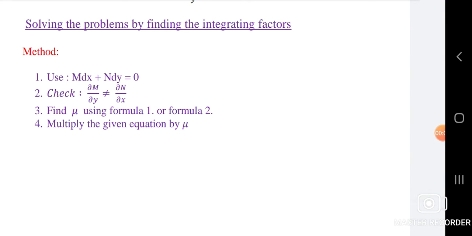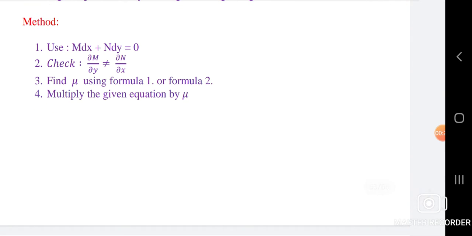Hello students, today we are going to see how to solve a non-exact differential equation with the help of integrating factors. In our previous videos, we have seen how to solve exact equations and how to find integrating factors. I use 4 steps to solve the non-exact equation.